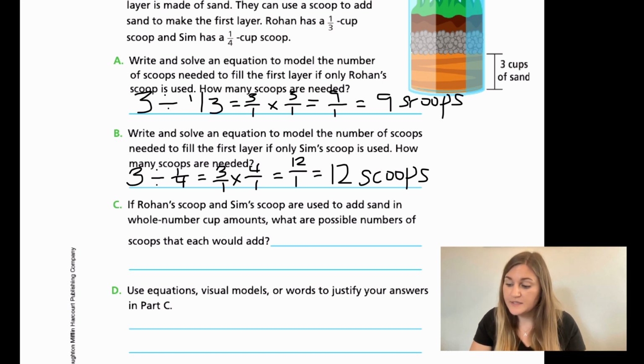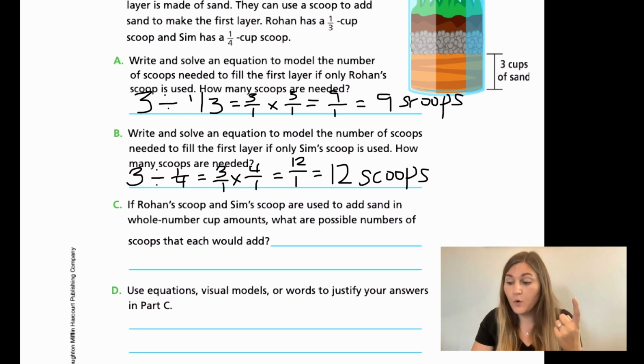C, if Rowan's scoop and Sim's scoop are used to add sand in whole number cup amounts, what are possible numbers of scoops that each would add? So if Rowan is going to use his scoop to add a whole number of cups, there's only 2 options, because Sim is also in this. He can add 1 cup or he can add 2 cups. But if he adds 3 cups, then Sim's not adding any, right?